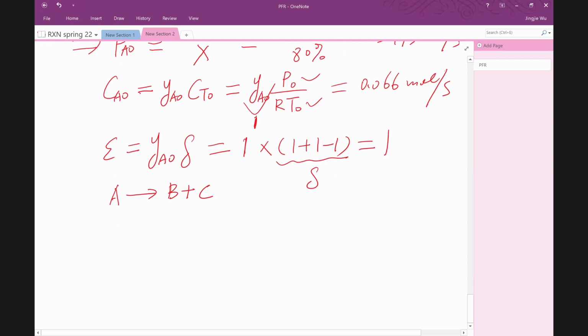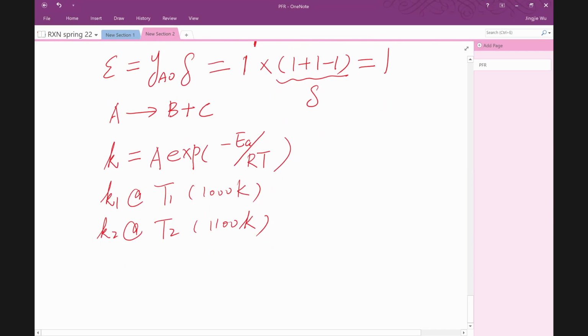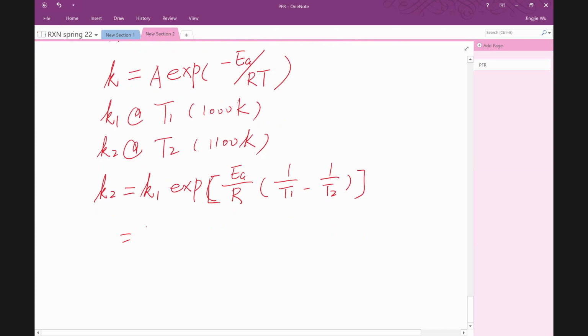And then we need to calculate the K. Do you remember we talked about K? K is from the Arrhenius equation. We already know K1 at T1, which is 1000 K. We want to calculate K2 at T2, which is 1100, and we know EA. So it's easy to calculate. I'll tell you, it's actually 3.07.